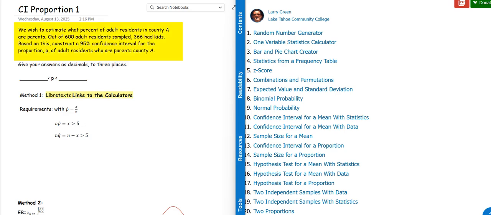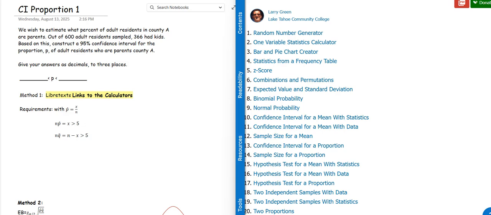We wish to estimate what percent of adult residents in County A are parents. Out of 600 residents sampled, 366 had kids. Based on this, construct a 95% confidence interval for the proportion P of adult residents who are parents in County A. So I'm going to show you two ways to do this.